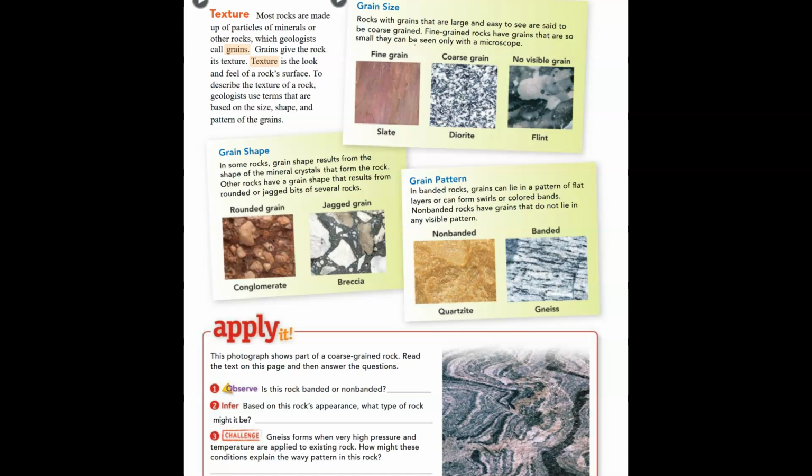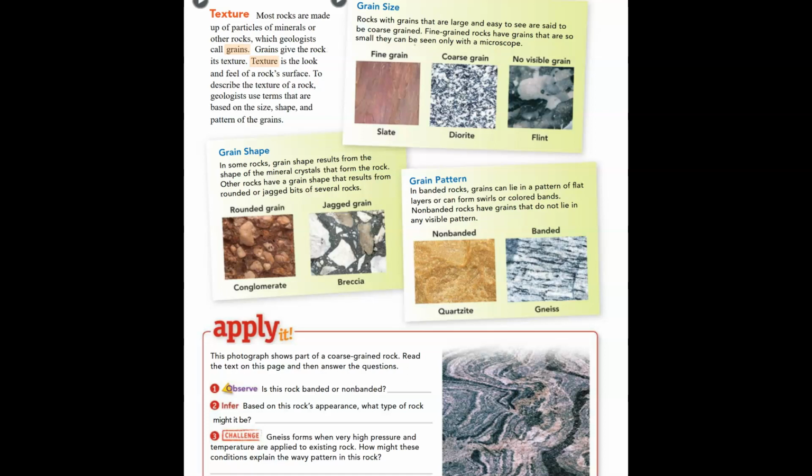Grain shape. In some rocks, grain shape results from the shape of the mineral crystals that form the rock. Other rocks have a grain shape that results from rounded or jagged bits of several rocks. So we have rounded grain, which looks like conglomerate. They're all a little rounded, kind of looks like small rocks. And we have jagged grain like breccia, that looks like it's been cut apart a bit. Maybe it fell and it broke.